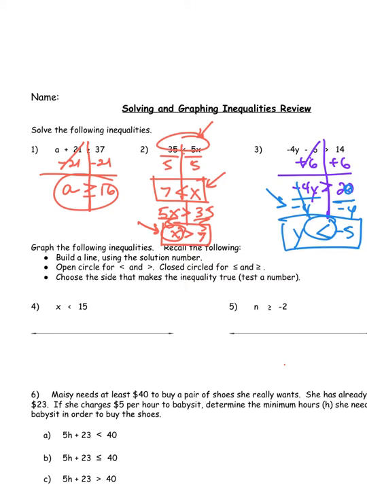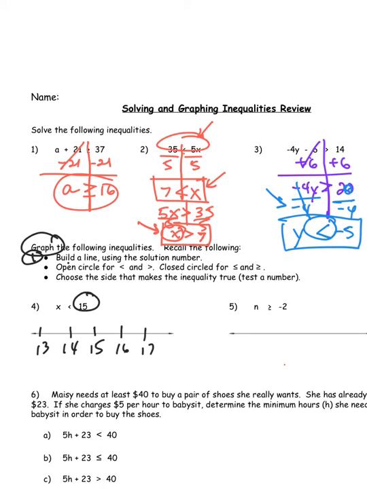For our next set of problems, we're supposed to graph the following inequalities. And the first thing we need to remember is how we do this. We do this by first building a line. So if I look at number 4, I'm going to key off the solution number. So I'm going to put 15 in the center, and I'm going to show a couple numbers above 15 and a couple numbers below 15.